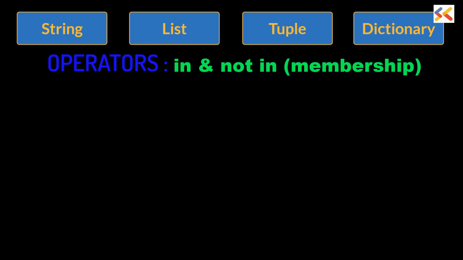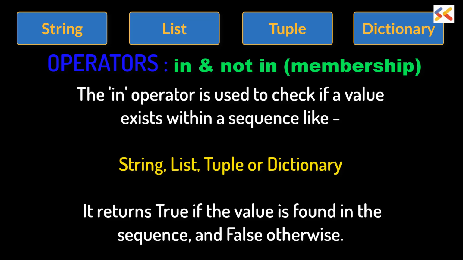Now let's see the next operator, which is the in operator or the membership operator. It is a very easy search operator which you can use to check whether the value or variable exists or not in a sequence, like in a string, list, tuple, dictionary. It returns true or false. You cannot use it to search in int or float values.